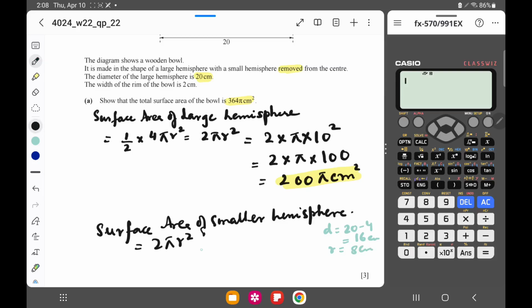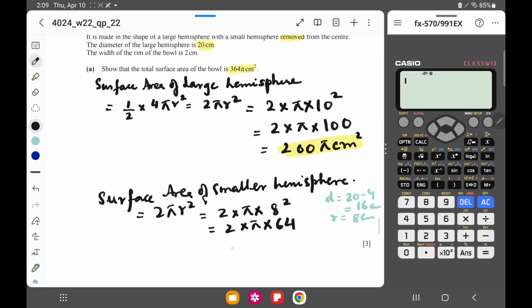Now 2 times pi times 8 square, 2 times pi times 64, and 2 times 64 is 128. So 128 pi square centimeters is the area of the smaller hemisphere.